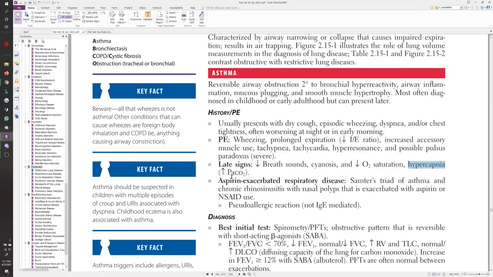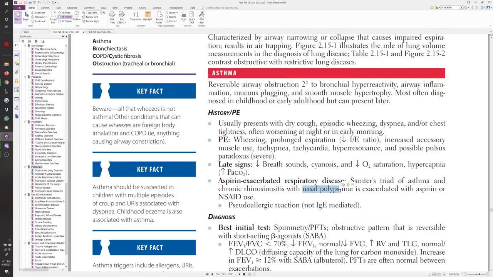A certain subset of asthma is aspirin exacerbated respiratory disease. This is also called NERD, N-E-R-D, for NSAID exacerbated respiratory disease. It doesn't just have to be aspirin, although aspirin is the most notoriously known, because remember, at some point in life everyone has to start taking aspirin. It's one of the most consumed medications in the world. You get a Samter's triad of asthma, chronic rhinosinusitis, and the most specific giveaway, nasal polyps.